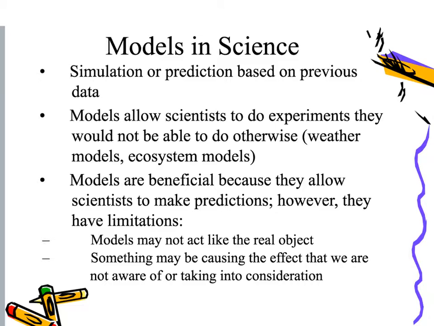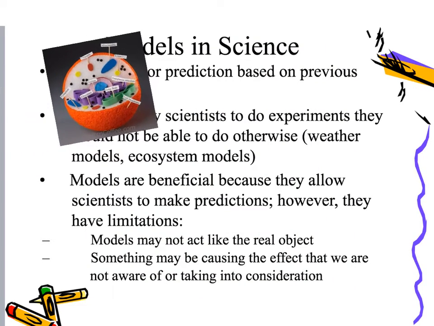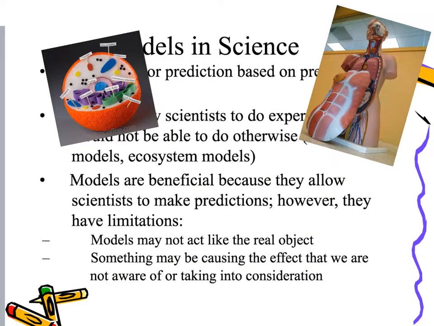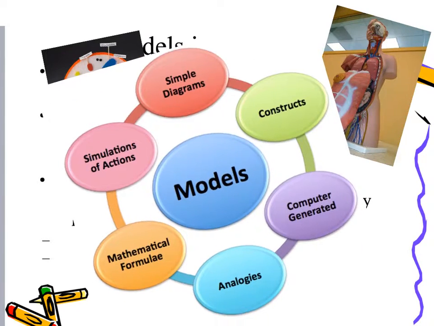There are so many different types of models that exist. You have models of a cell that you could take a look at to have a better understanding of what's going on inside of a cell. You have models of the human body that you could take a look at in order to understand what's going on inside of the human body and the different anatomy that exists inside of the human anatomy. There are diagrams that you can use. There's just so many different forms of models that exist.